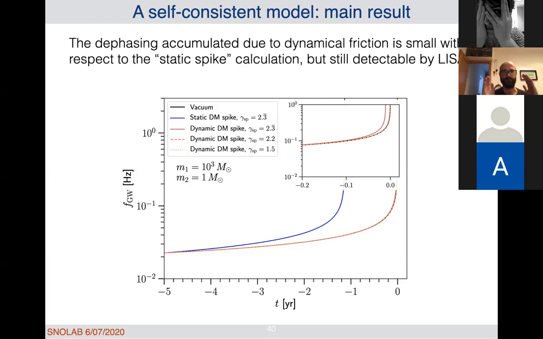And you see that, okay, you still have a big impact because you have an anticipated merger, but way less strong than previously computed. So the impact of the spike is very, very relevant. But the cool thing is that it's still observable.